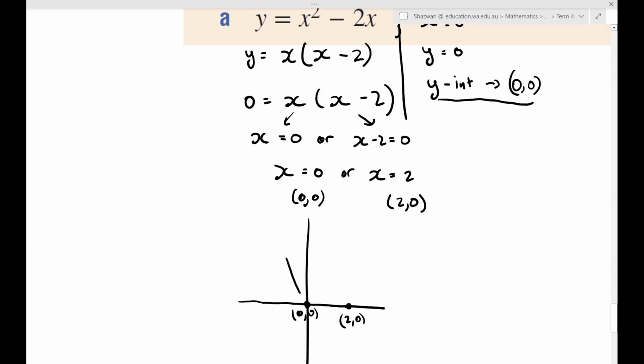So a quadratic is going to look something like this. That's a bit cool. Let me do that one more time. You guys get the idea.